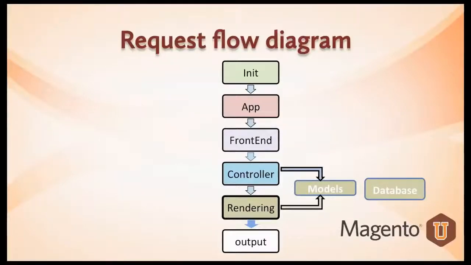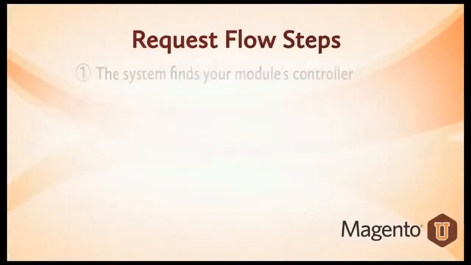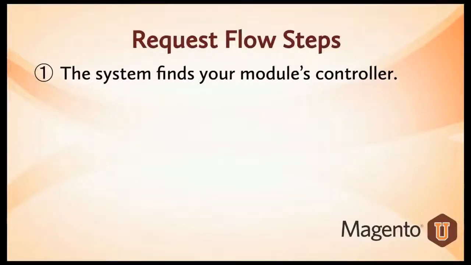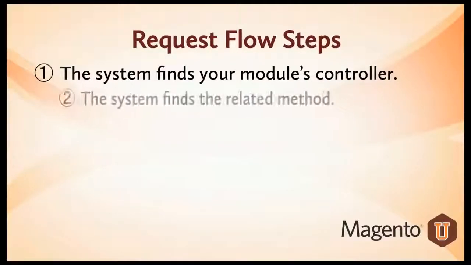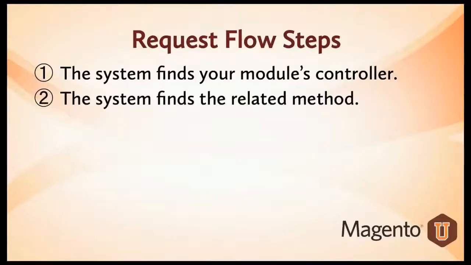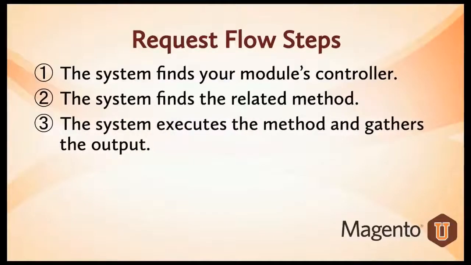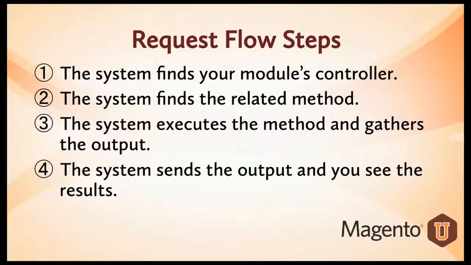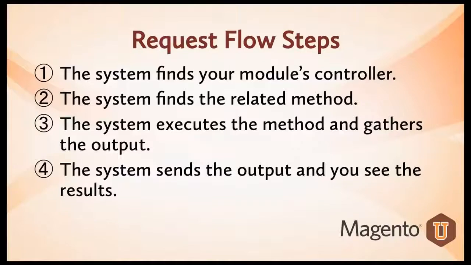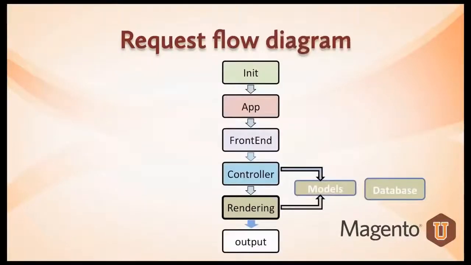In general, when you run your module, the system processes your request this way. The system finds your module's controller. The system finds the related method. The system executes the method and gathers the output. The system sends the output and you see the results. In this course, we'll explain all these steps except how the system gathers the output. How the system gathers the output is called rendering, and we'll cover it in the next course.